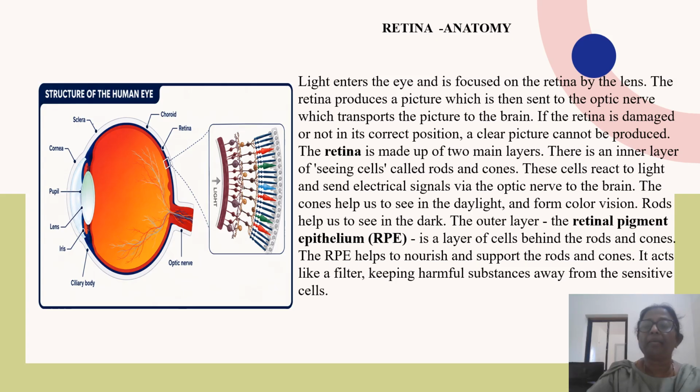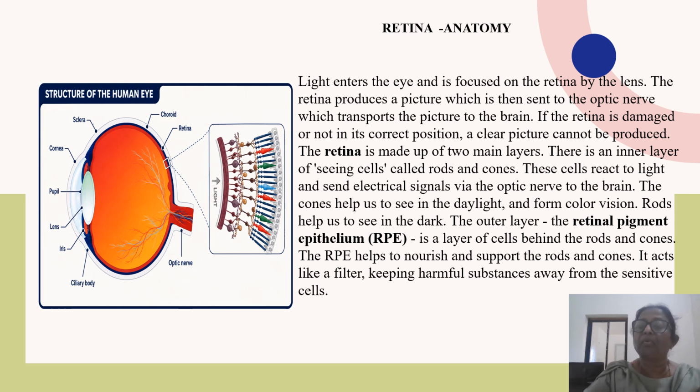So, you know the anatomy. Light enters the eye and is focused on the retina by the lens. The retina produces a picture which is then sent to the optic nerve. It transports the picture to the brain. If the retina is damaged or not in the correct position, a clear picture cannot be produced.